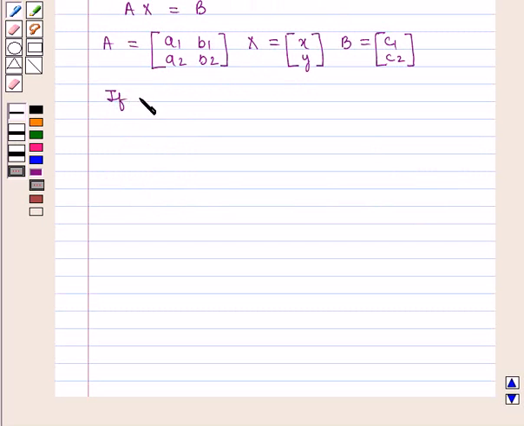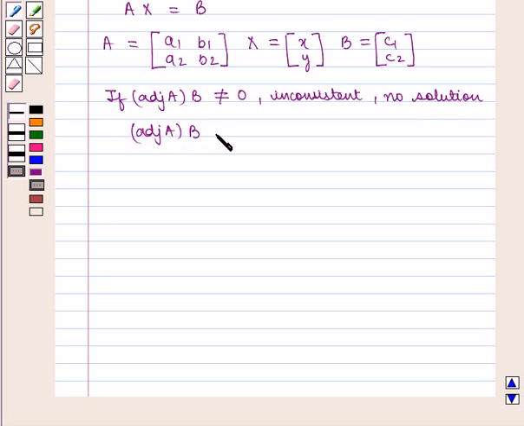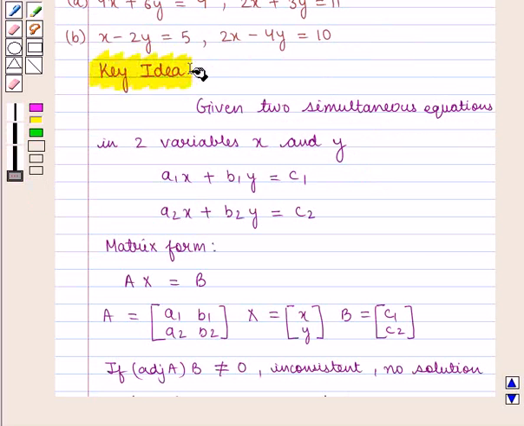Then, if adjoint of A into B is not equal to 0, then the system of equations is inconsistent and has no solution. And if adjoint of A into B is equal to 0, then the system of equations is consistent and has infinite number of solutions. With this key idea, we shall proceed with the solution.